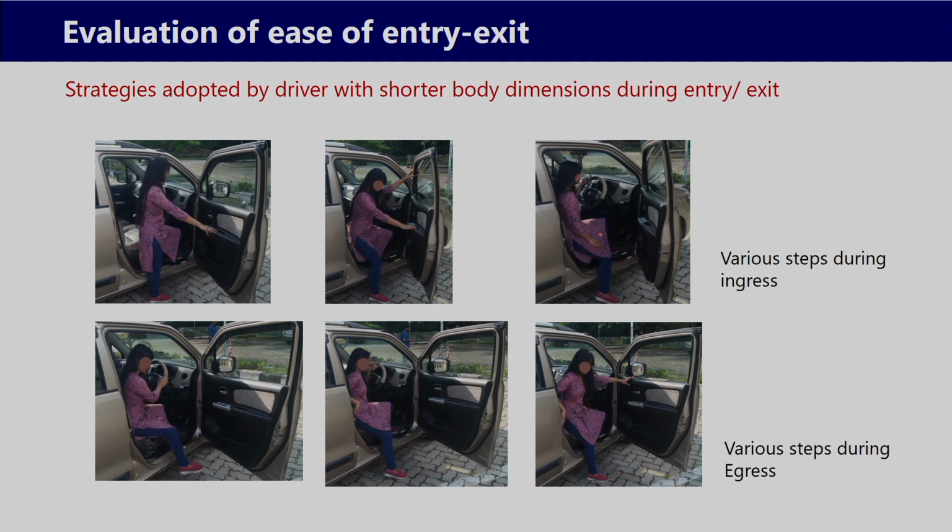Similarly, during coming out, here you can see in this particular case, the driver with smaller body dimension or 5th percentile body dimension, they are holding the steering wheel, then the side of the B pillar and then coming out from the vehicle.